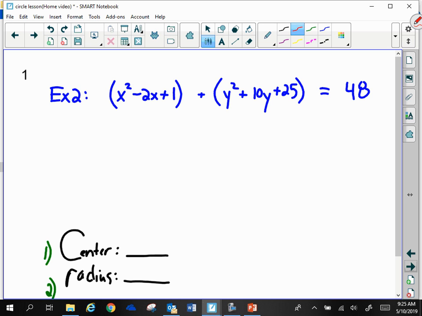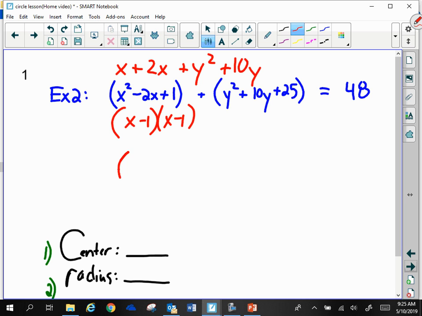What do you notice about this quadratic right here? See, if I was really mean, I wouldn't have put parentheses around it. I just would have started putting a whole bunch of numbers in there, and you would have had to organize it all. But right now you see that this part right here is x minus 1 times x minus 1. This one right over here is y plus 5 times y plus 5.